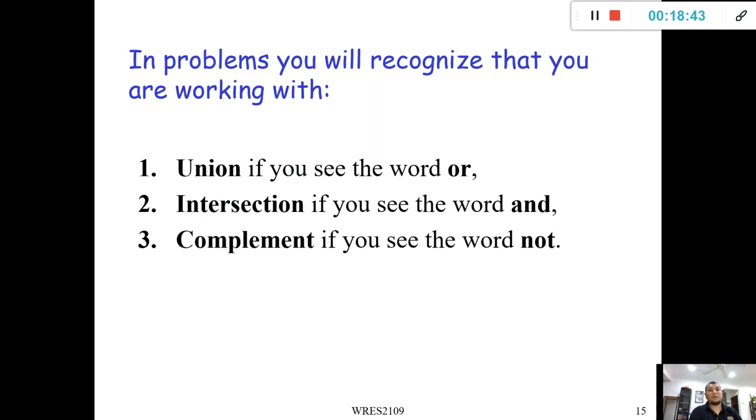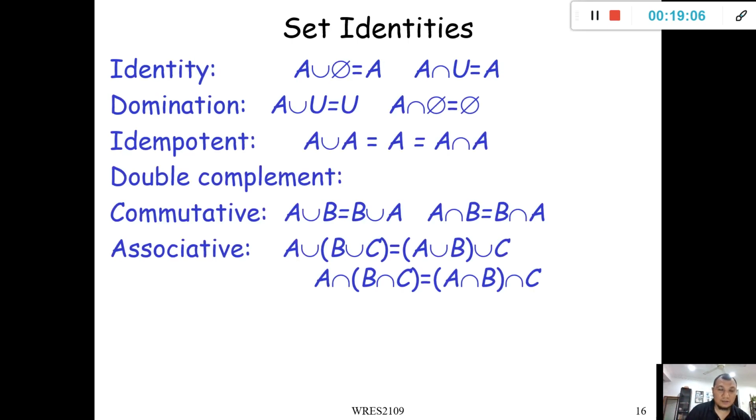In problems, you will recognize that you are working with union if you see the word OR. And intersection if you see the word AND. So this is a symbol, and complement if you see the word NOT. So you have A complement. So this is the bar above that. This is all you have learned.